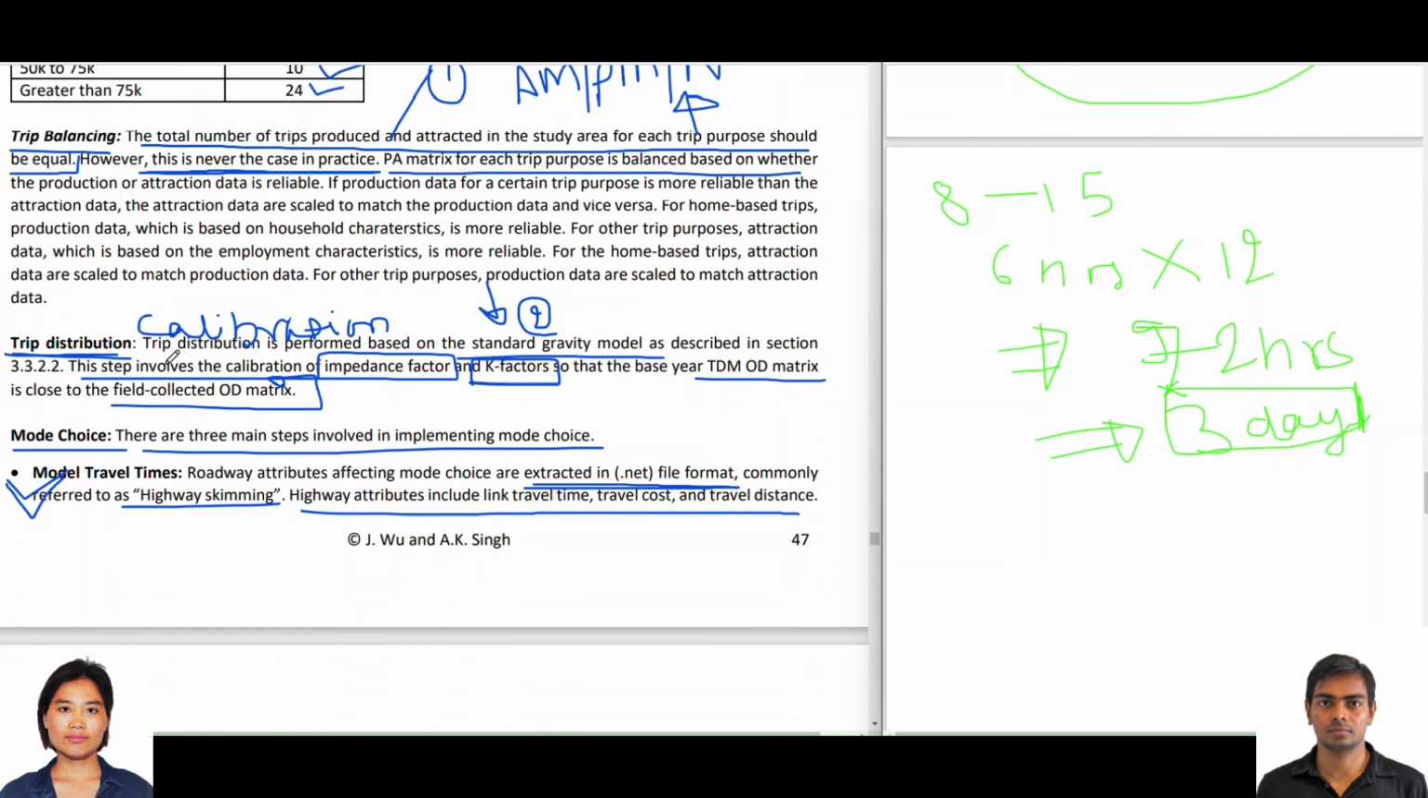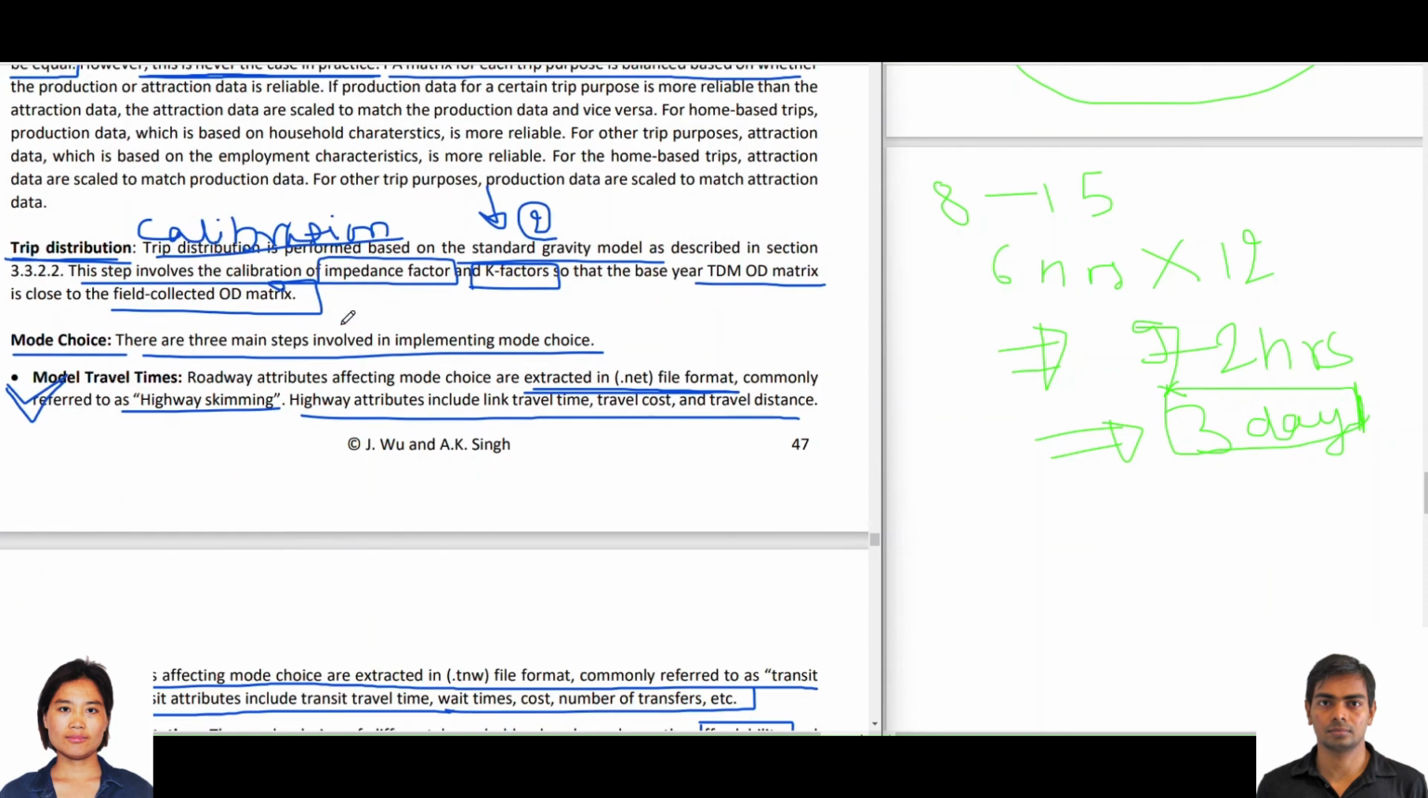Then we looked at the trip distribution, which is done based on the standard gravity model, and this is a step where we are trying to come up with various parameters such that the output of trip distribution matches the field OD matrix. So the output of trip distribution is an OD matrix, and we are trying to adjust or calibrate the parameters such that the output of trip distribution is matching the field collected OD matrix. This is typically done while the model is being developed. This calibration is not a part of the calibration we do while working on a project. This is a calibration that is done while developing the model itself.